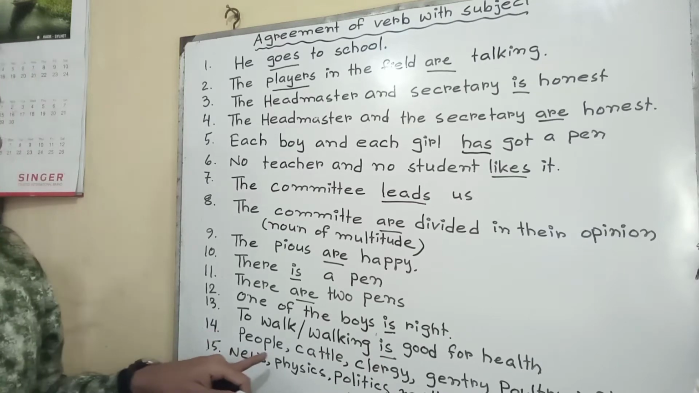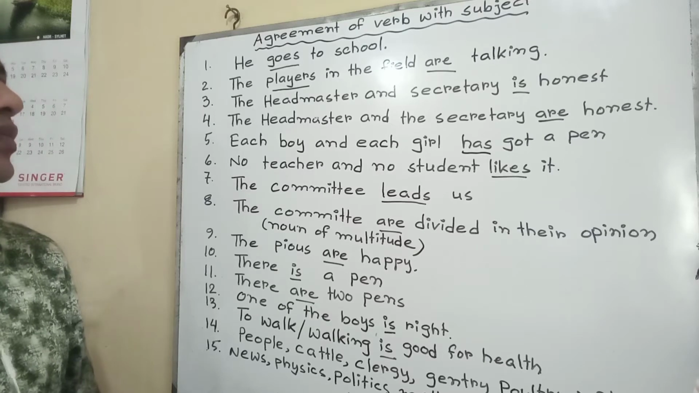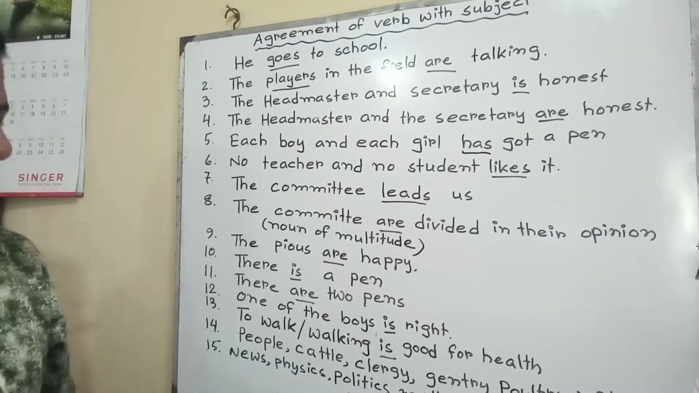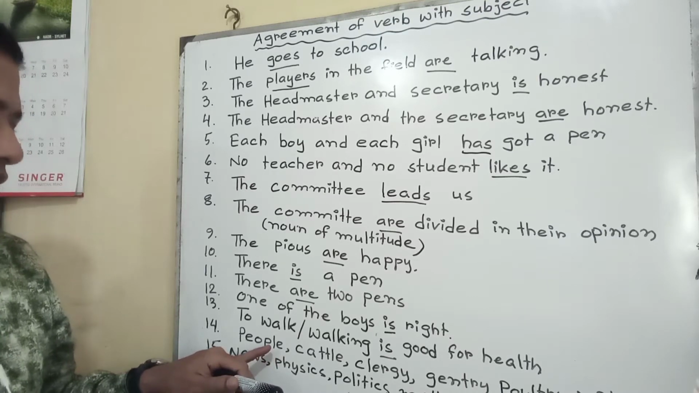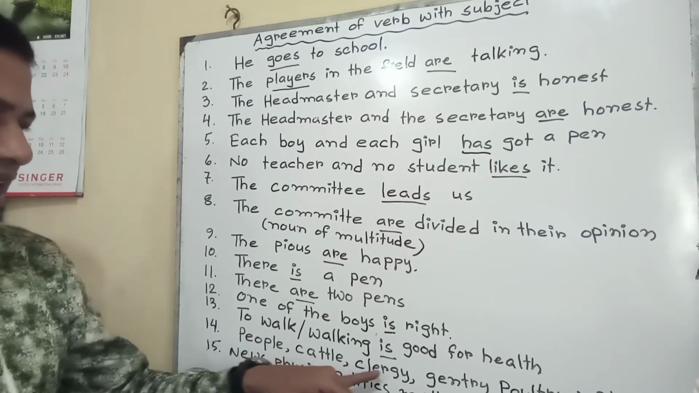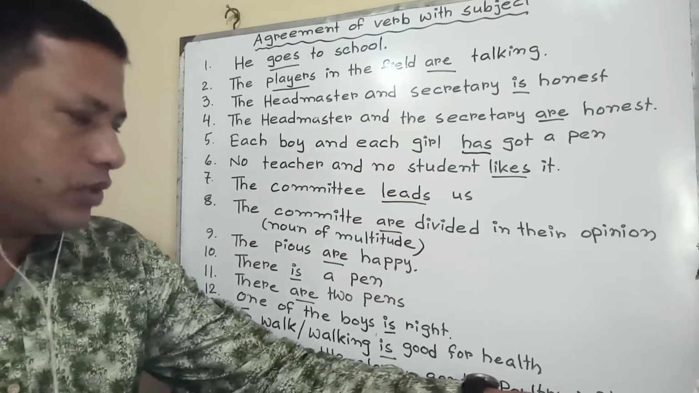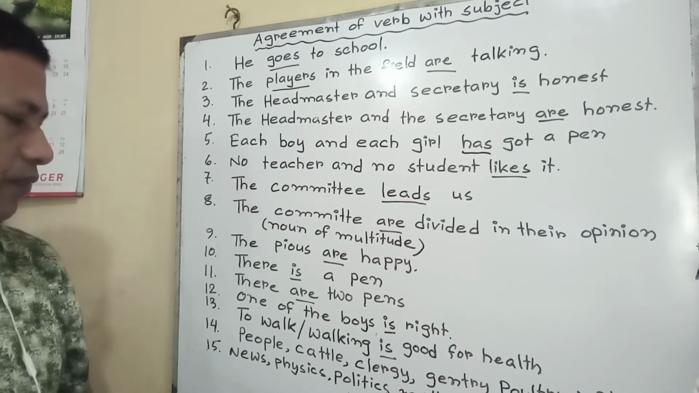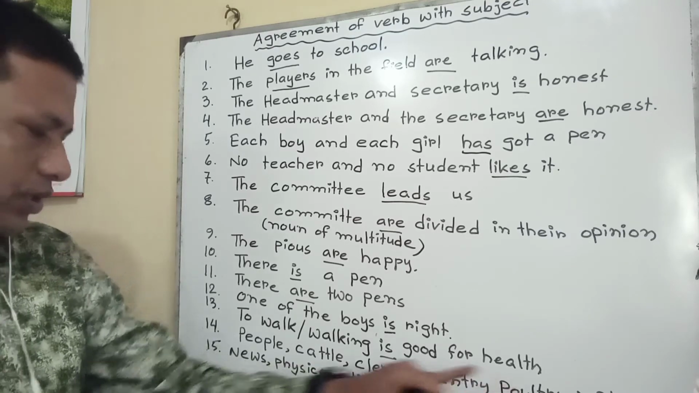Number 40: people, cattle, clergy, gentry, poultry. We generally think that if there is "s" or "es" with a noun, at that time it is plural. But in some cases, except using "s" or "es," we have to take them as plural, such as people, cattle, clergy, gentry, poultry. For those words, we have to use plural verbs, such as "people are coming," "people are going," "people have done it." In this way, all such words should be used.